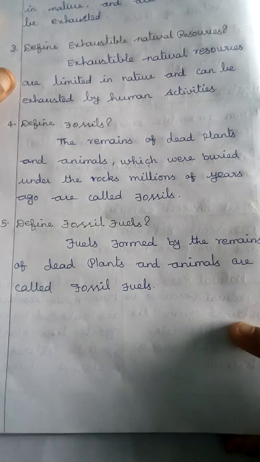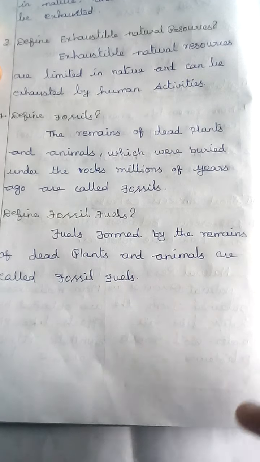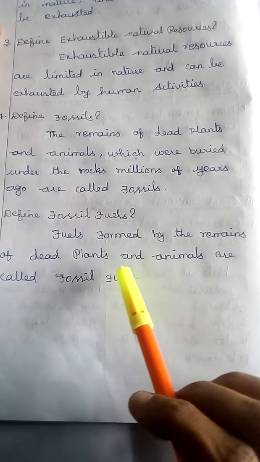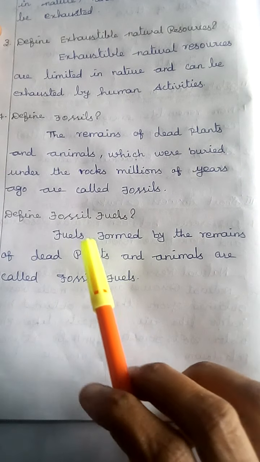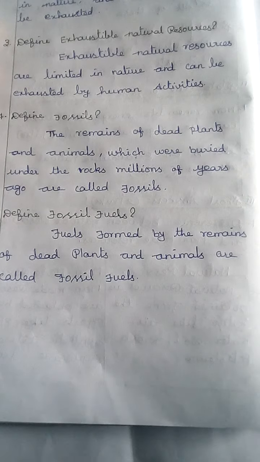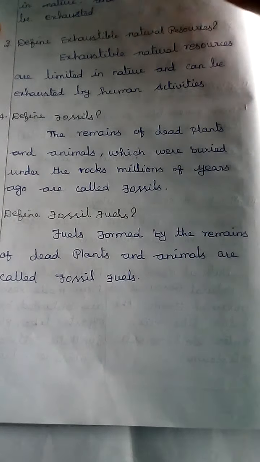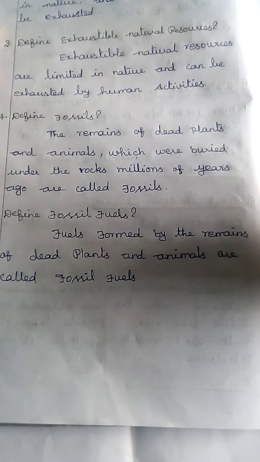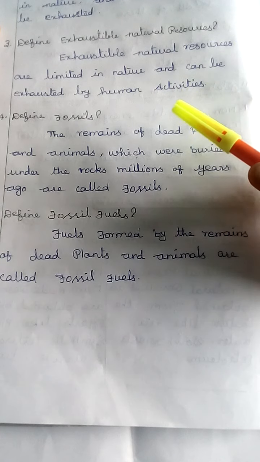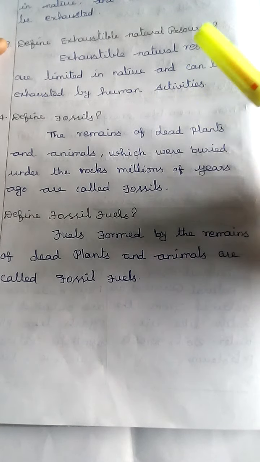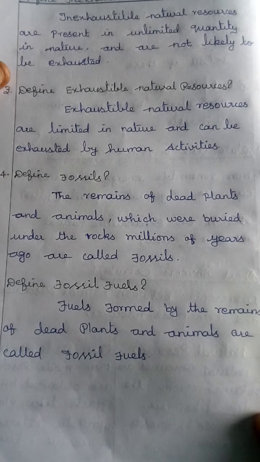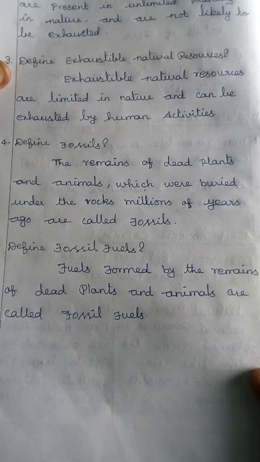Next one is define fossil fuels. Fuels formed by the remains of dead plants and animals are called fossil fuels. So, first question: what is the difference between natural resources and man-made resources? Second, define inexhaustible natural resources. Third, define exhaustible natural resources. Fourth, define fossils. Fifth, define fossil fuels.